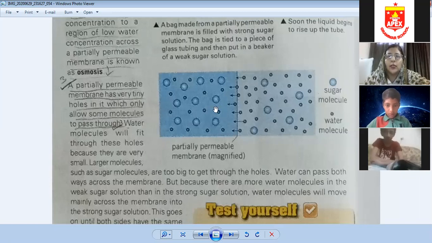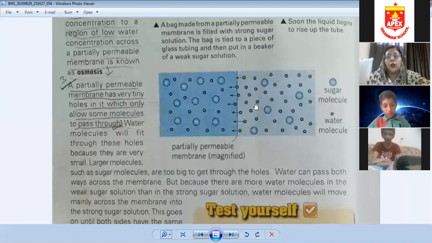Now you can see what is happening. This is a partially permeable membrane, and we also discussed that in the partially permeable membrane a strong sugar solution is filled. So what will happen? Only water molecules will pass through it, and from the weak sugar solution the water molecules will enter into the partially permeable membrane.